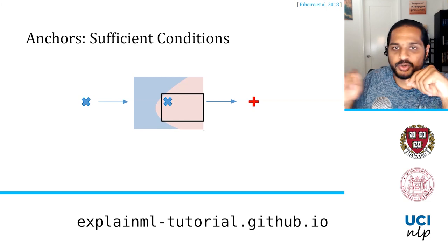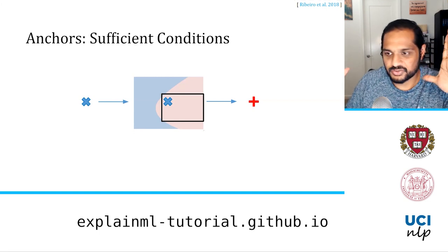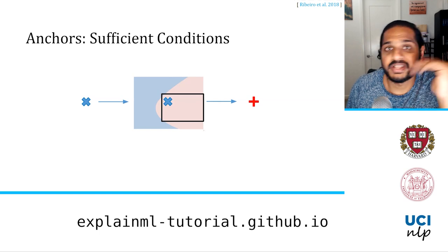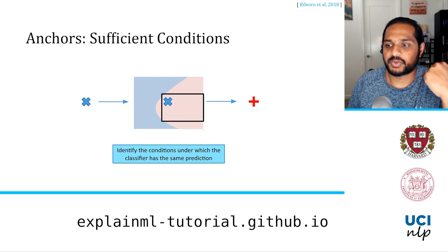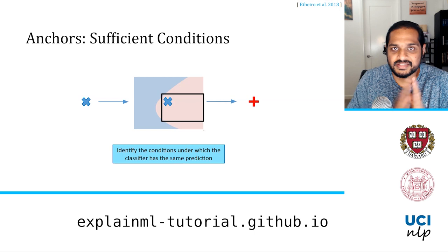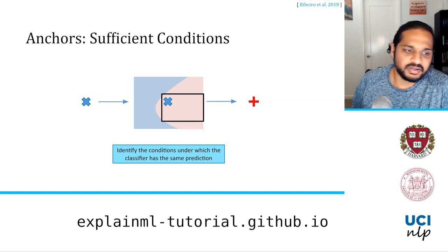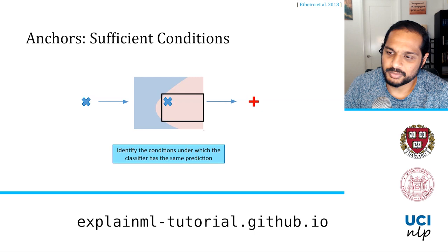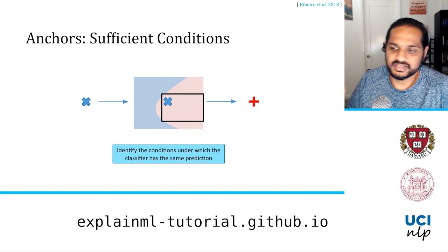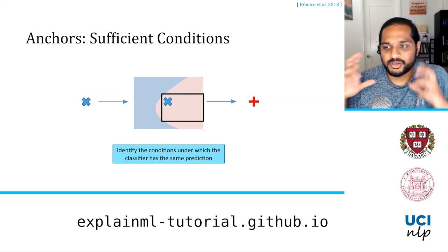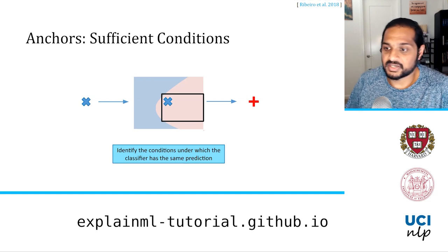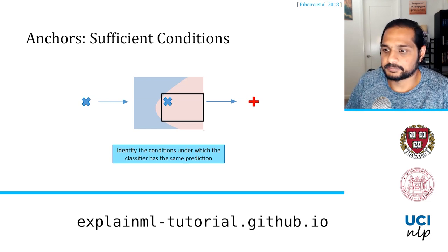What that means is it's going to be a rule, which is going to look like a square because it sort of constrains on features, in which the prediction doesn't change. Right? So in other words, what we're trying to do here is identify the conditions under which the classifier has the same prediction. This ends up being a complicated combinatorial problem, and there are approximations that people use to make this efficient, and essentially sample in this space till you're very confident that your rule is a sufficient condition for the model to have that prediction.